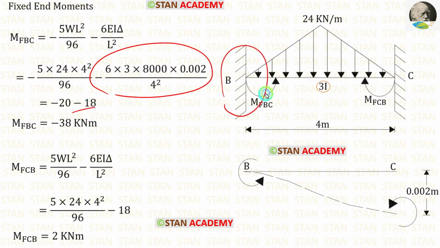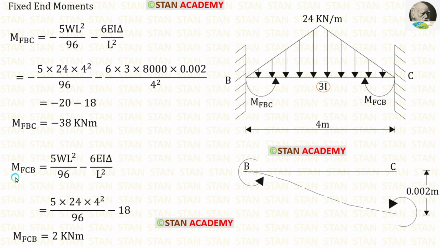In the points B and C, the fixed end moments due to sinking will be same. So for MFCB, we can apply this value directly. No need to find one more time. After the calculation, for MFBC, we are getting minus 38 and for MFCB, we are getting 2.